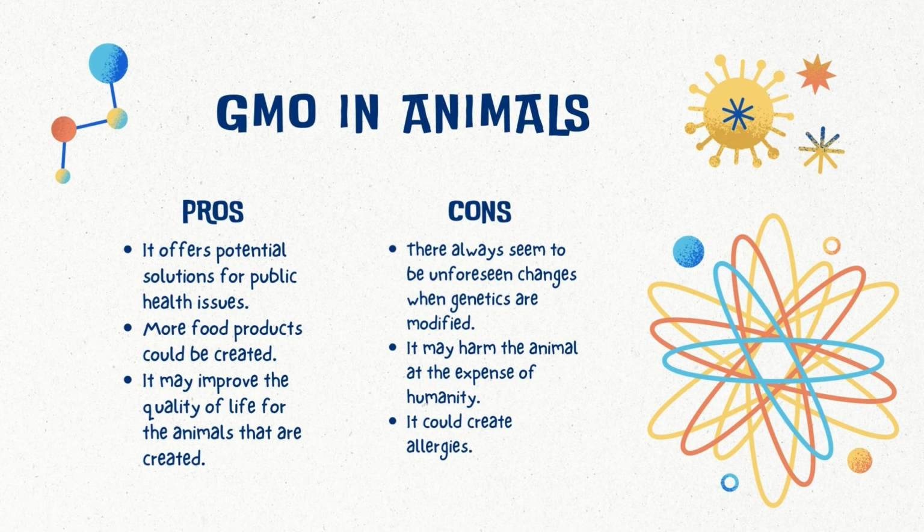Second, more food product could be created. To some extent, genetic modification has happened throughout history. Animals that created more meat are bred with others to change the evolutionary track of the animal. In the end, the result is more food that can feed a hungry population.